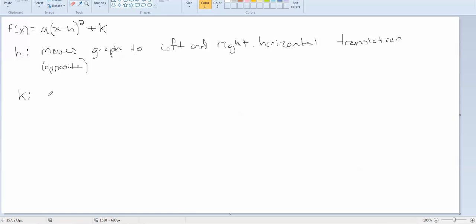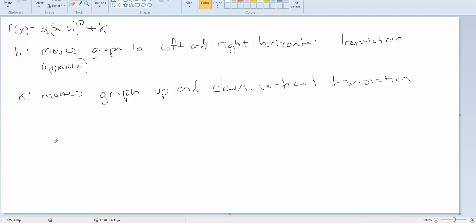Okay, so K, let's look at K. K is going to move up and down. So it's going to move the graph up and down. So whatever number it is, if it's positive, it moves it up. If it's negative, it moves it down. So it does the numbers normal, whereas the other one is a little bit backward. And they actually call this a vertical translation. So it's our fancy word, vertical, because you're moving it up and down. Translation, you're just sliding it.